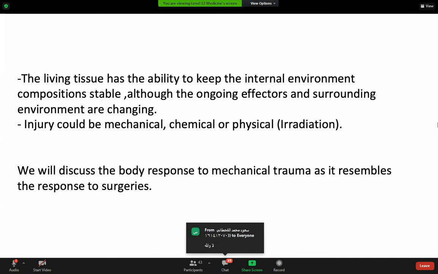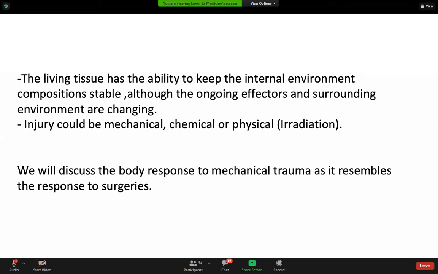Metabolic response to injury. So the living tissue has the ability to keep the internal environment composition stable. Okay. So if the patient gets surgery or trauma, injury, there will be a reaction secondary to this injury.